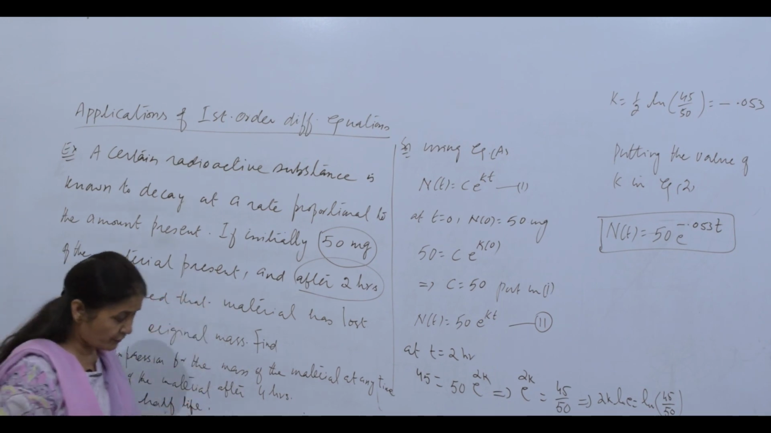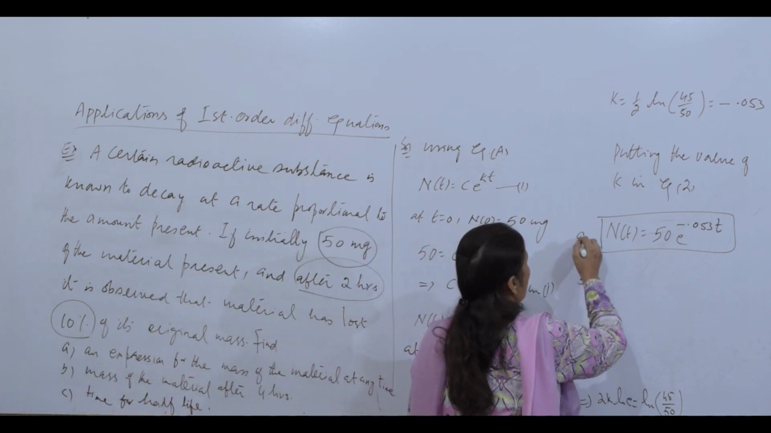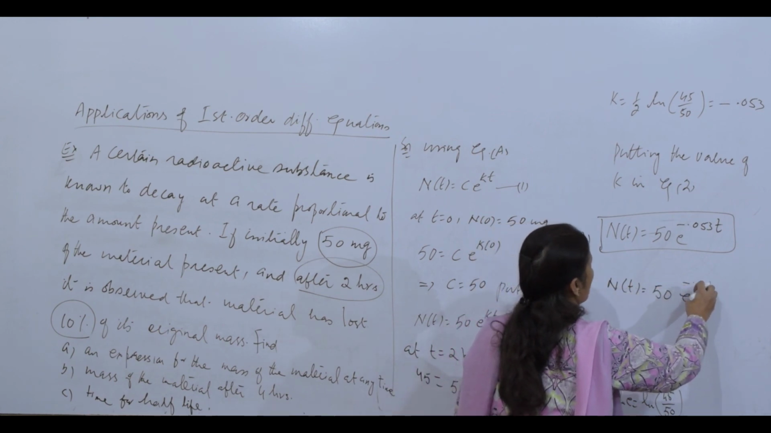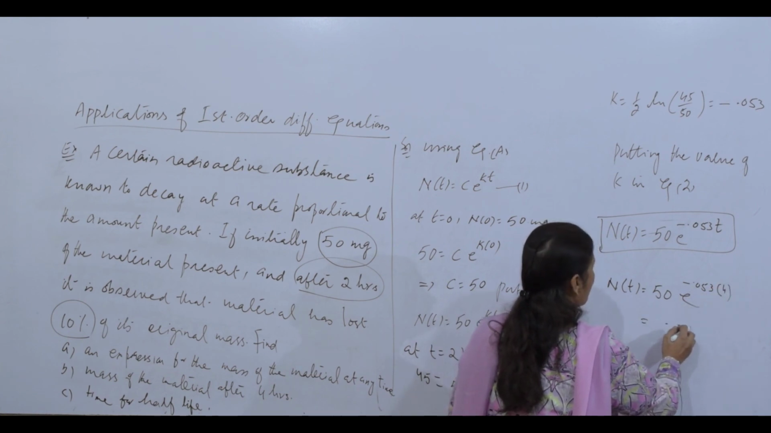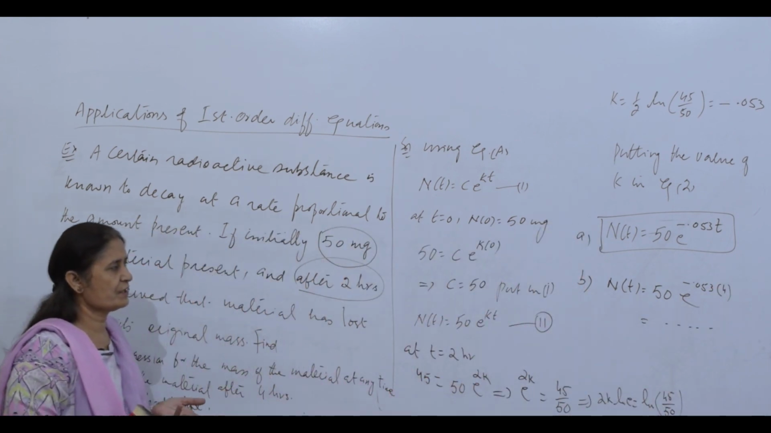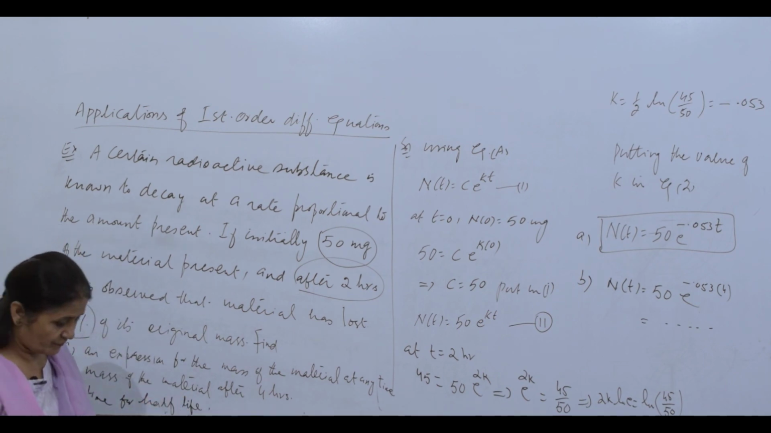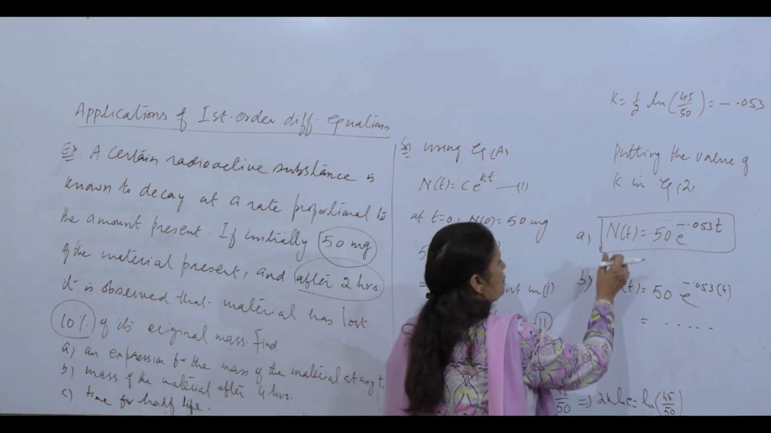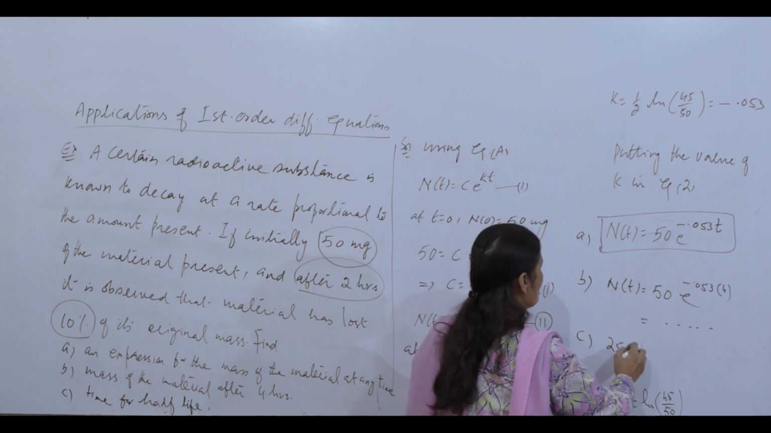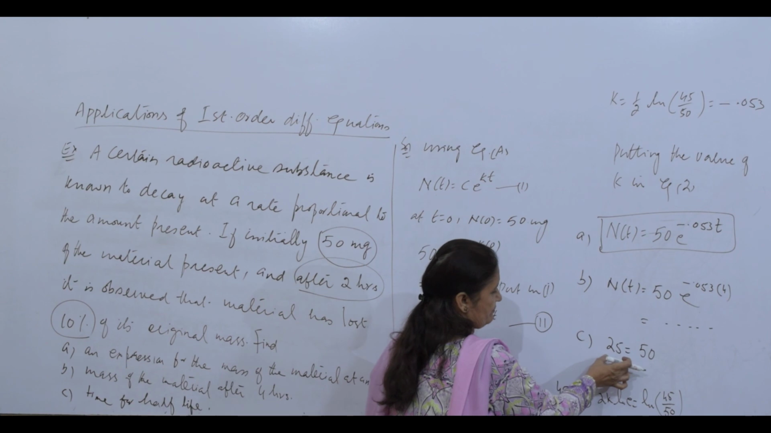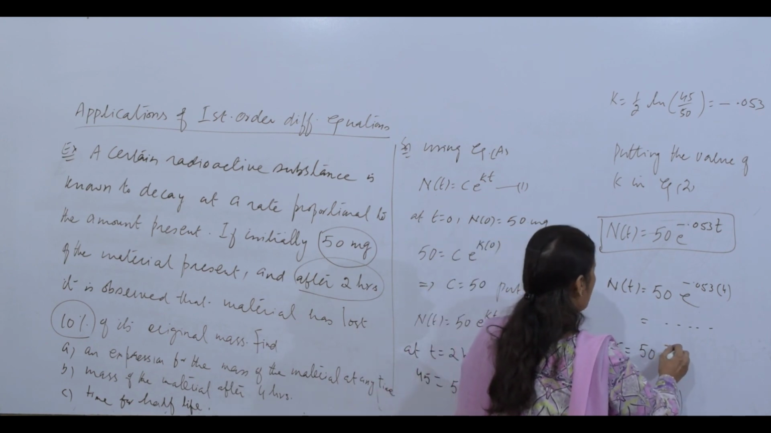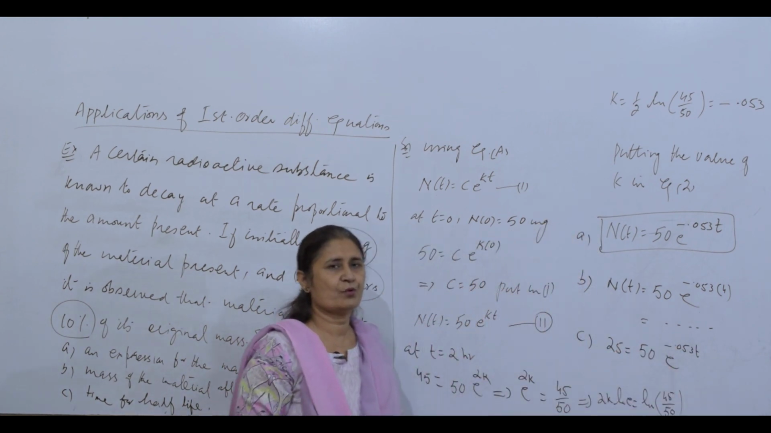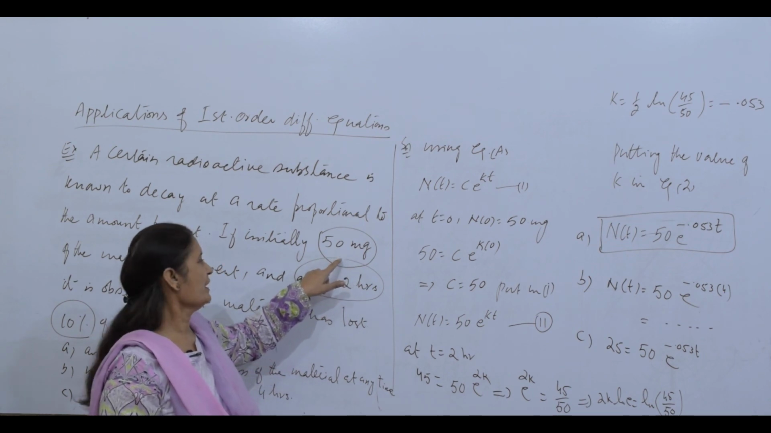The mass of the material after 4 hours, that is part B: N(t) is equal to 50e^(-0.053 × 4). Simplifying and getting the answer. So the mass of the material remaining after 4 hours, and the half-life time, the time required for the initial amount to halve. Here you put 25 is equal to 50e^(-0.053t) because 25 is half the material, the half-life. Solving for t, that is the time required for the initial amount to halve, which is the half-life time of the radioactive substance.